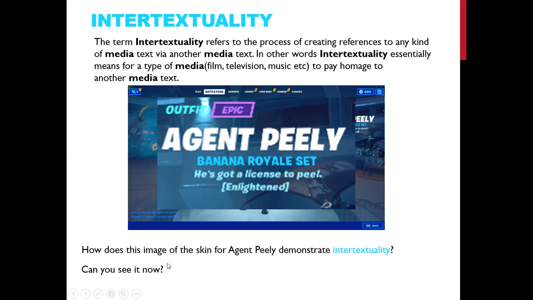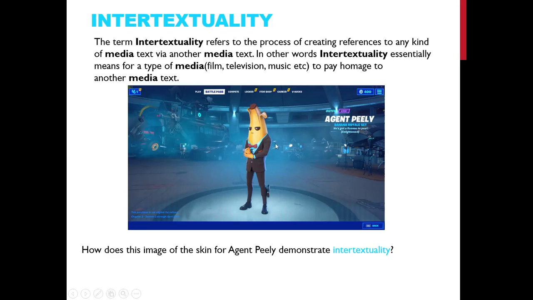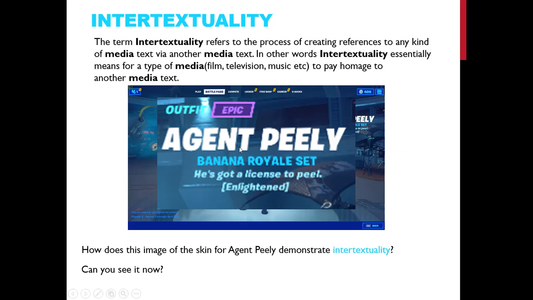There are clear references in all of what we're seeing with this character to the James Bond character, the James Bond movies, the James Bond genre. We can see in his costume codes that he's wearing a tuxedo, a very smart suit. He's playing with his cufflinks, which is a clear gesture code to reference James Bond. He's an agent, which James Bond is, and Banana Royale references the Casino Royale film. License to Peel is very much referencing James Bond's License to Kill.